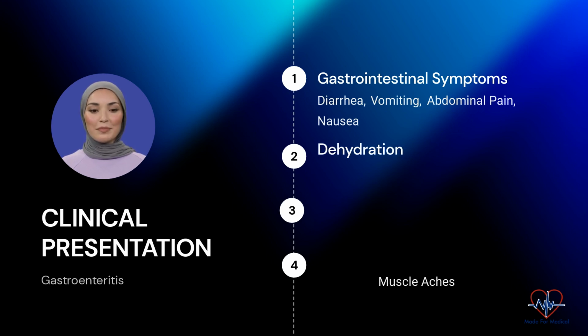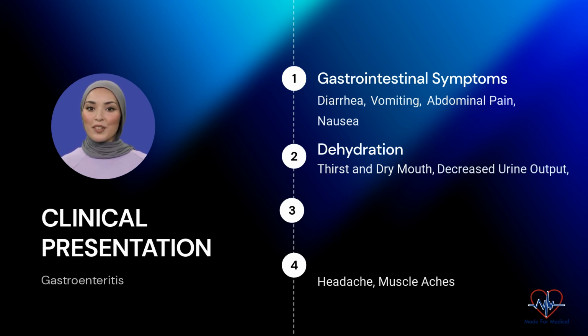Dehydration. Thirst and dry mouth. Fluid loss through diarrhea and vomiting can lead to dehydration. Patients may feel thirsty and experience a dry sensation in the mouth. Decreased urine output. Dehydration can result in reduced urine production and darker colored urine. Fatigue and weakness. Fluid and electrolyte imbalances, coupled with dehydration, can cause fatigue, weakness, and a general sense of malaise.